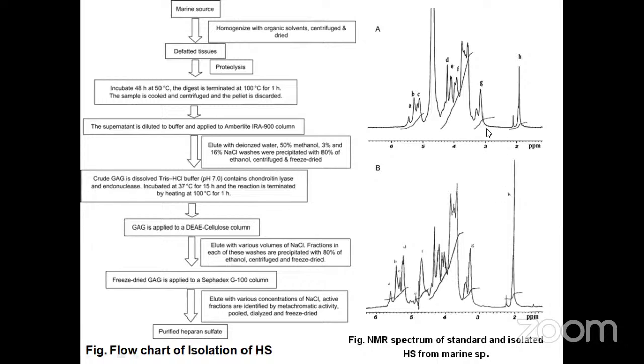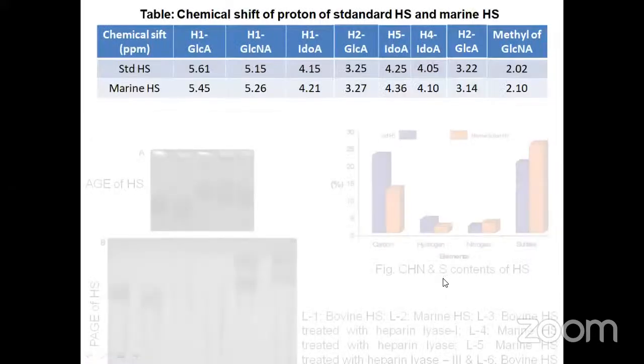This picture shows the NMR spectrum of heparan sulfate isolated from marine sources, whereas this is the standard. You can see the chemical shifts of the standard and the marine mollusk show a similar pattern. So from this also we can conclude that the technique we followed in the laboratory gives maximum purity. I have given the labeling pattern A, B, C, and the same for the standard, so you can see the table pattern.